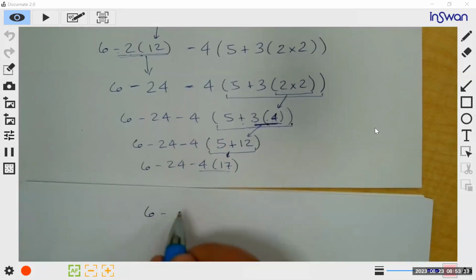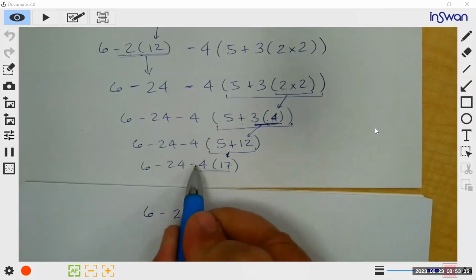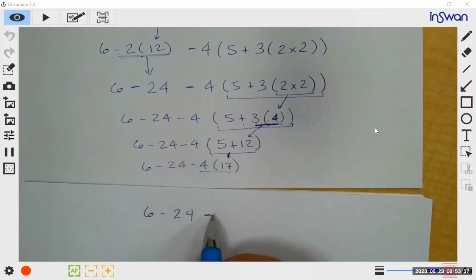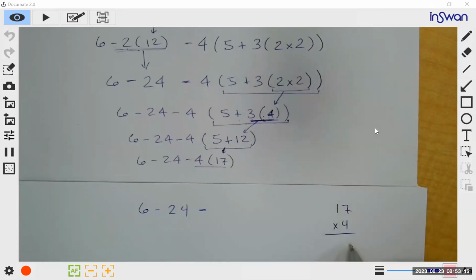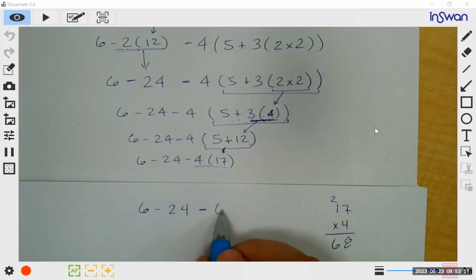So we get 6 minus 24. Negative times positive is negative. 4 times 17. What's 4 times 7? 28. 4 times 1 is 4, plus 2 is 6. So it's 68.